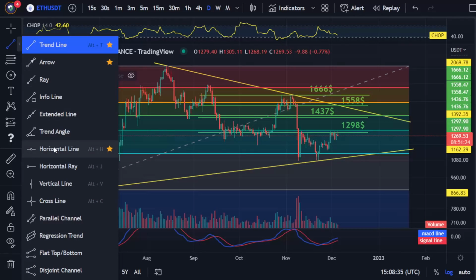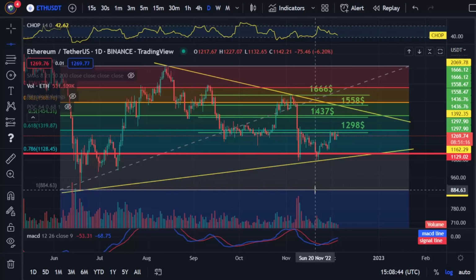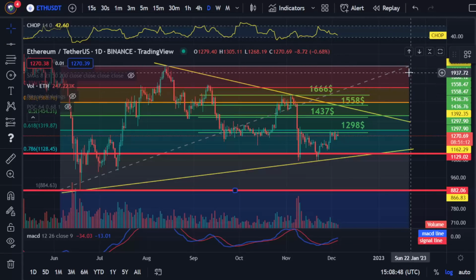Looking the other way, we will also check what supports we should take into account, and here we immediately have two strong supports on the way, the first at $1,129 and the second at $882.